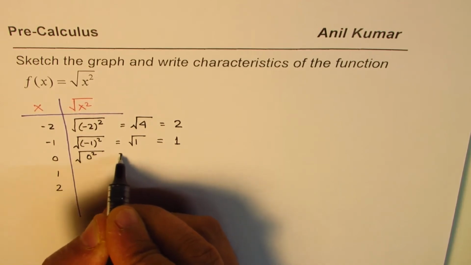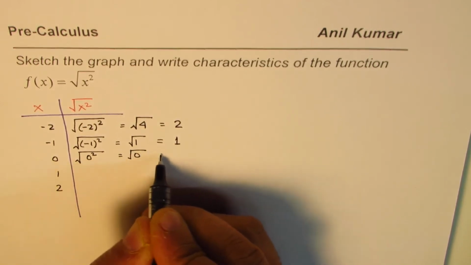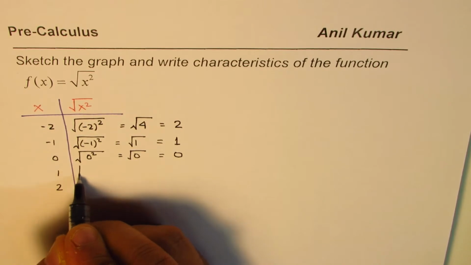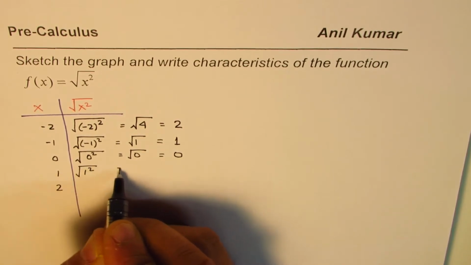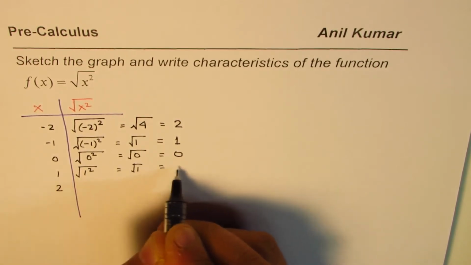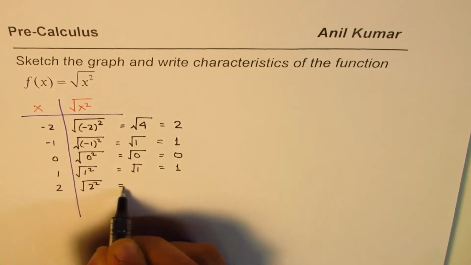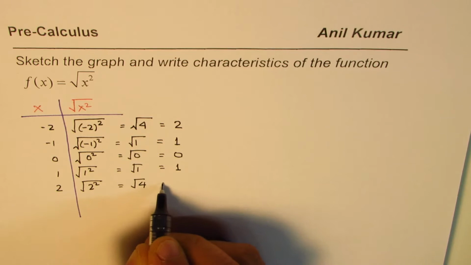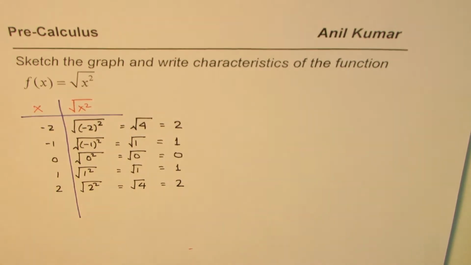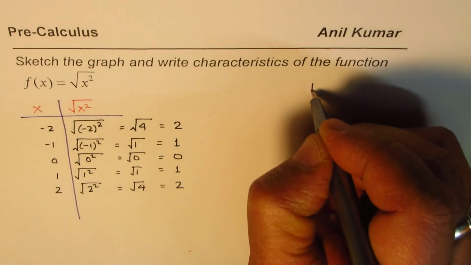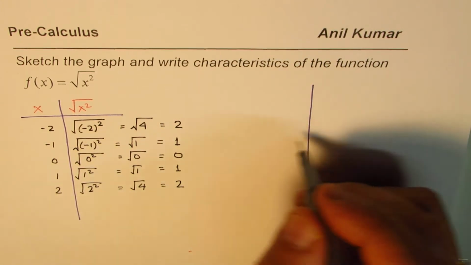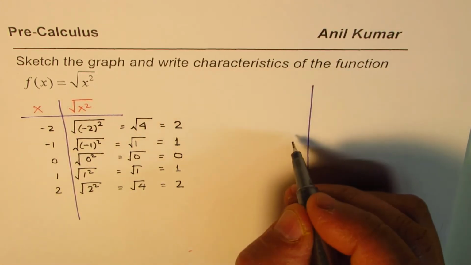Square root of 0 square is square root of 0, which is 0, and square root of 1 square is square root of 1, which is also 1, and square root of 2 square is equal to square root of 4, which is 2. Right? So we get coordinate points to begin with. Let us now sketch the graph. So I'll just make a very rough sketch here, and then we'll write characteristics also.